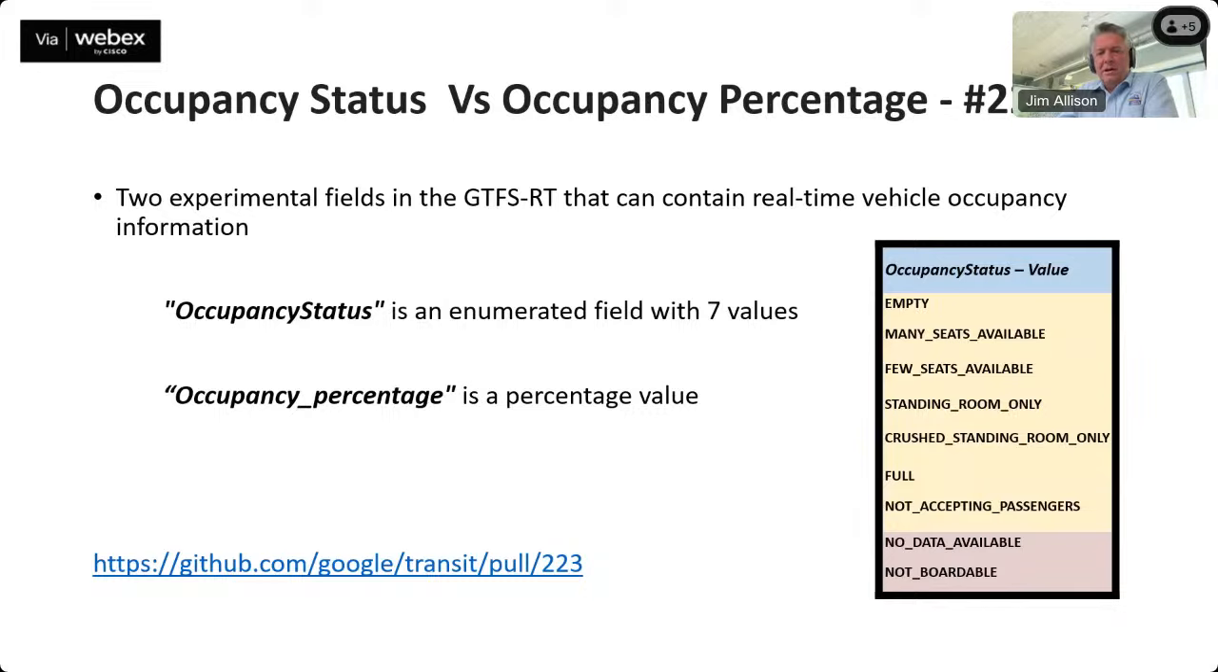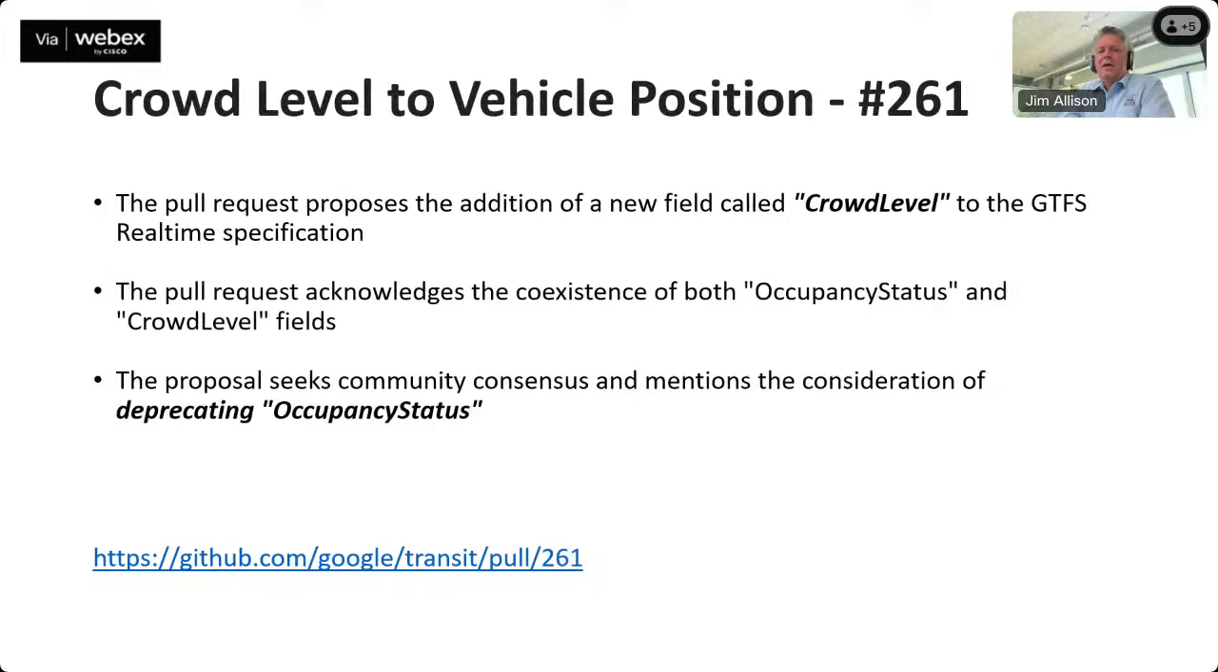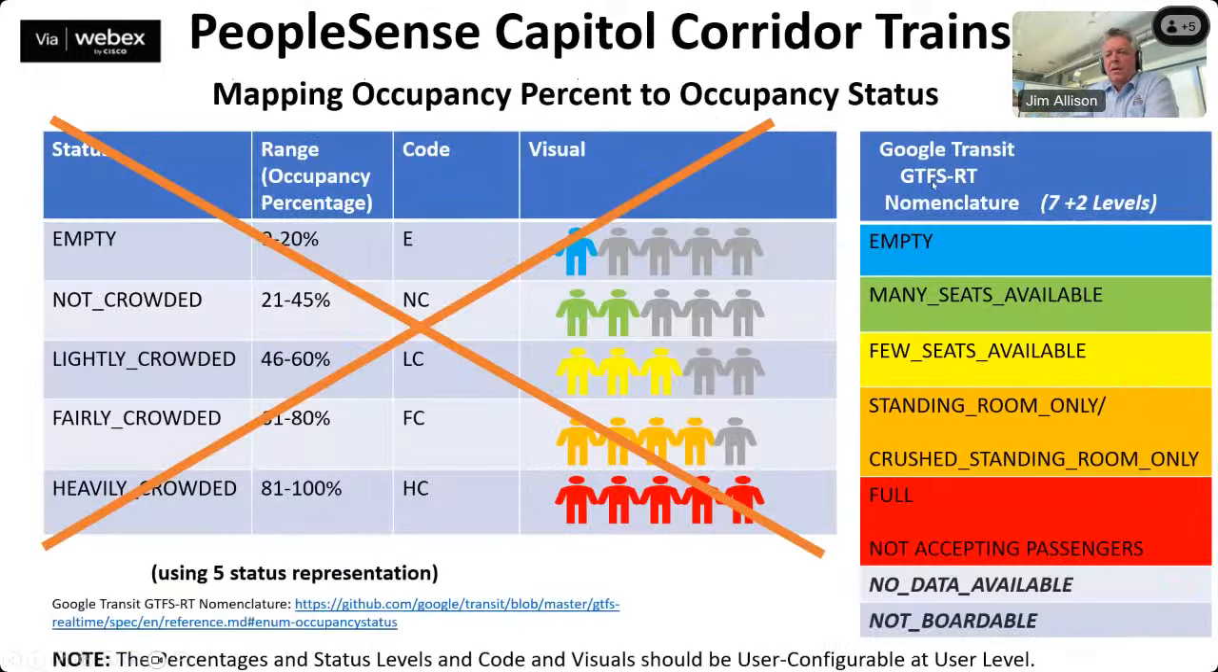So if we can go to the next slide. The next issue was looking at the crowd level relative to the vehicle position. It acknowledges the occupancy status versus the crowd level fields in the context of vehicle position. And this was suitable for rail, heavy rail or light rail. So the issue was what is actionable based off the information that we are getting. What would a rider do if they saw this information?